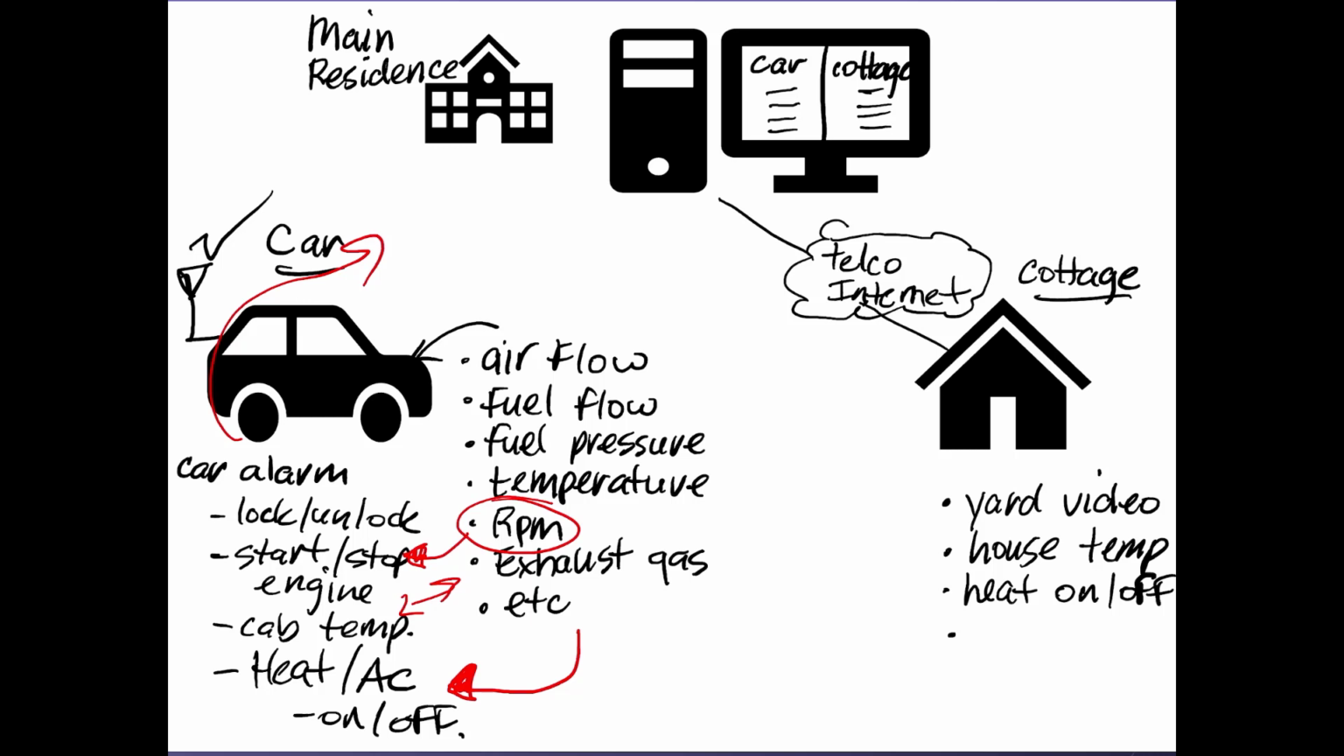You could have another remote location, like say your cottage. Instead of a cellular connection, you've got a connection over a telco internet, so a TELUS or a Shaw internet connection. You've got, over copper and/or cable, a connection to your cottage. And at your cottage, you're bringing up some streaming yard video from a camera. You're looking at the temperature, whether the heat's on or off, whether the doors are locked, things of that nature. And you've got another drop where you can monitor a few things and control a few things.